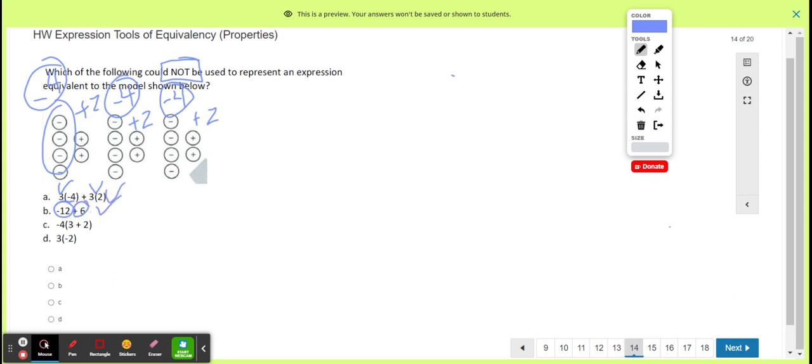Those are equivalent. But if you look at D, opposite pairs are going to subtract. So negative, positive, and you're left with 1, 2, 3, 4, 5, 6. So which one is not equivalent? We do not have -4 times 2.